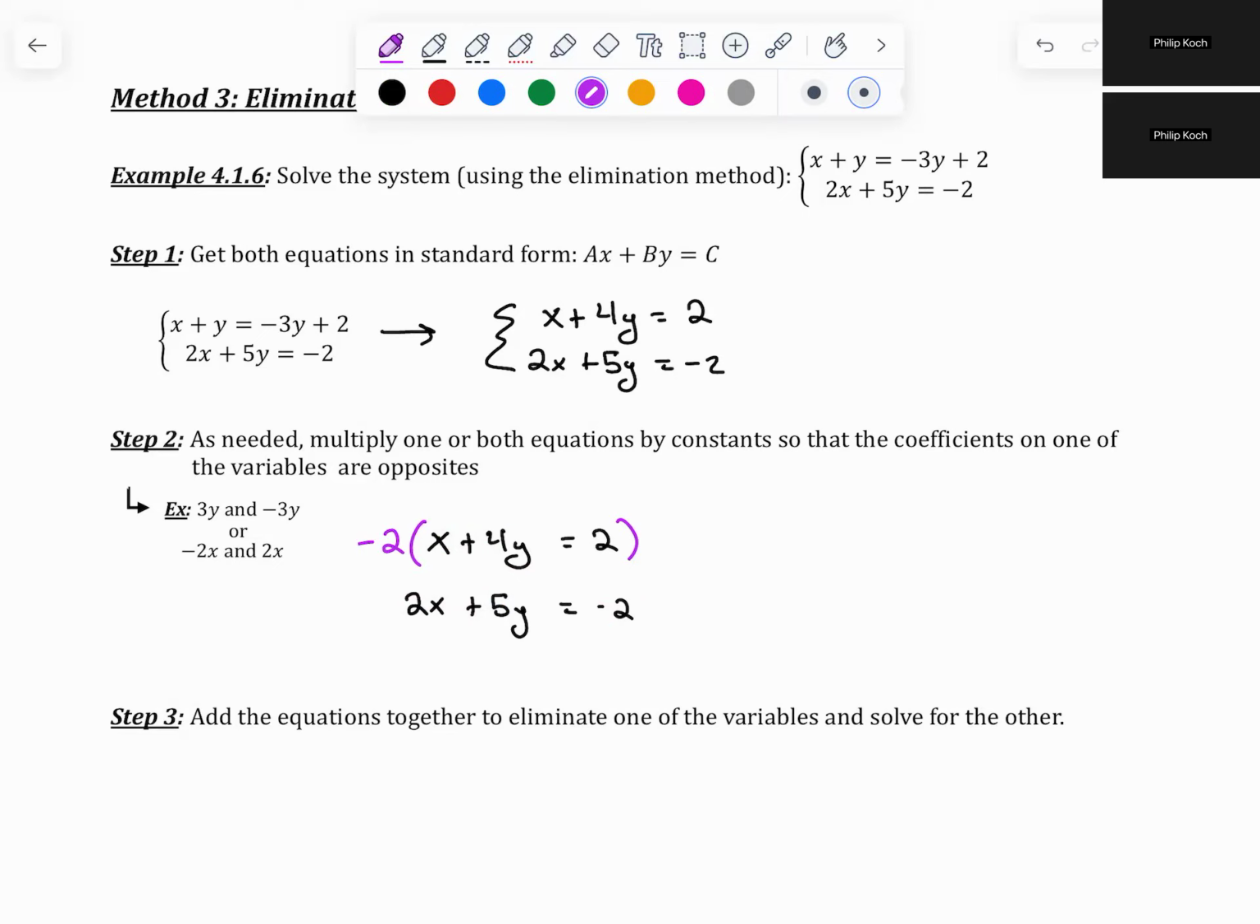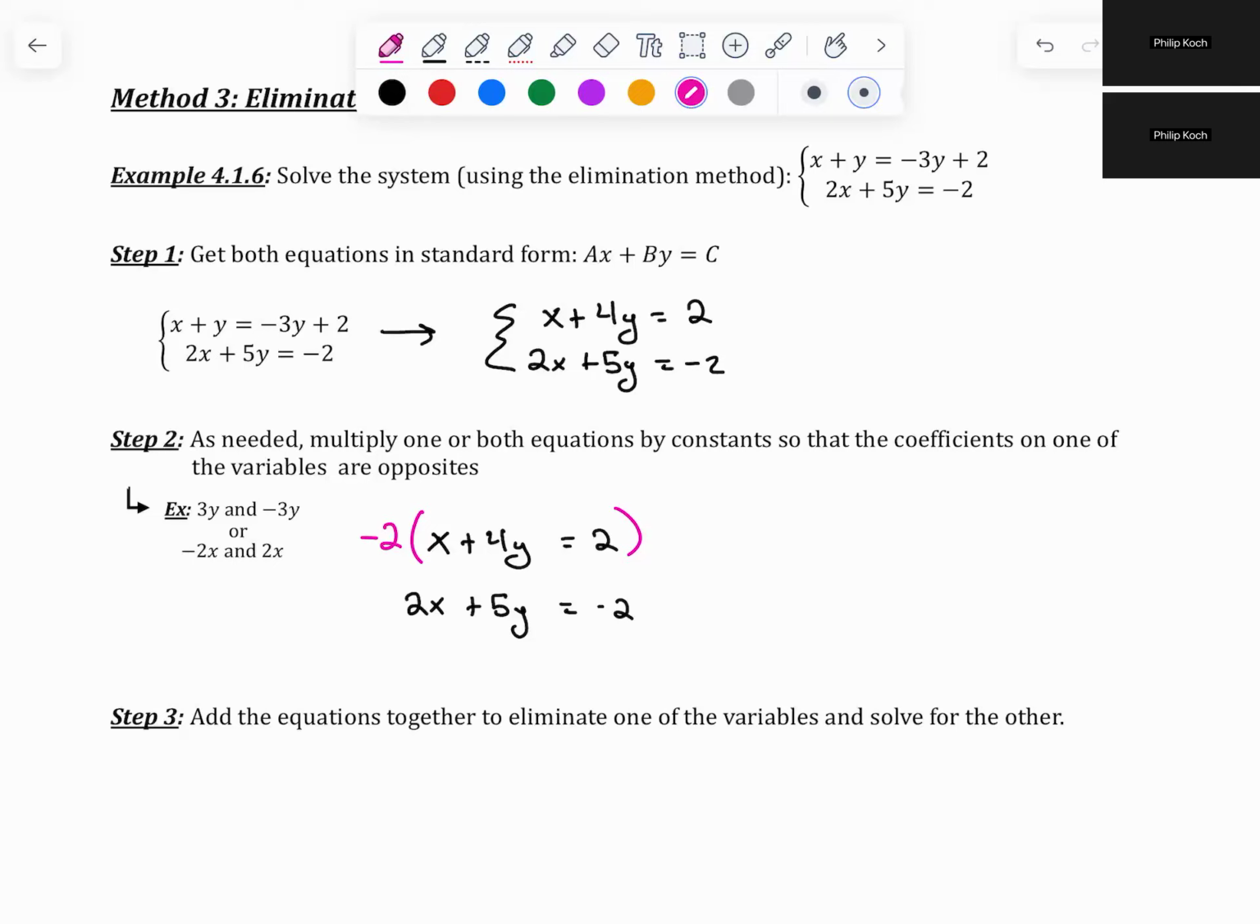Because I want the x terms to have the same number, opposite signs. I could try and eliminate y, and that would be fine. What I'd have to do is multiply the top equation by 5 or -5, depending on what I want to do, and then the second equation by -4. And if I do that, then the y variables will have the same coefficient but opposite signs, and then I will take care of it that way. So that's what we can do, but there's usually a better choice. And so in this case, the answer is to multiply by -2.